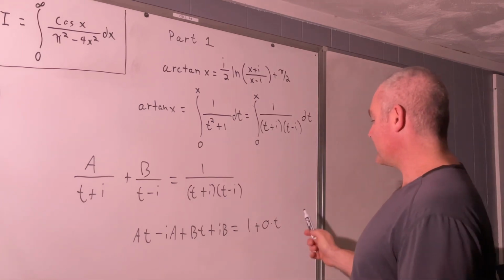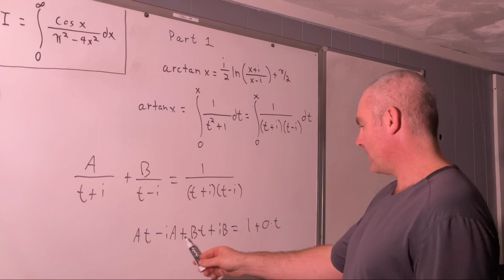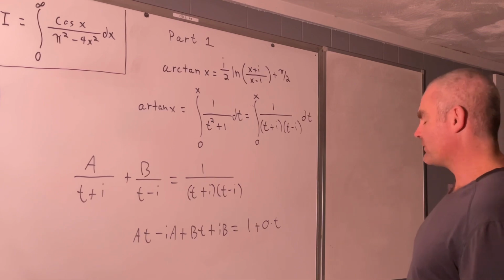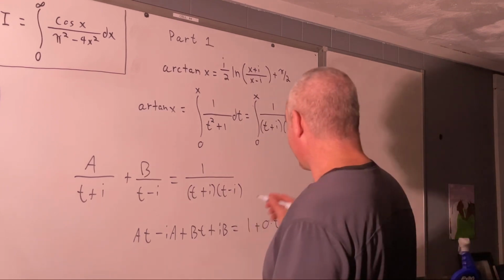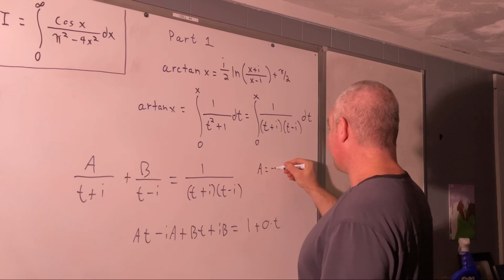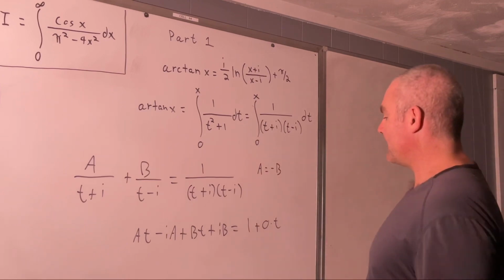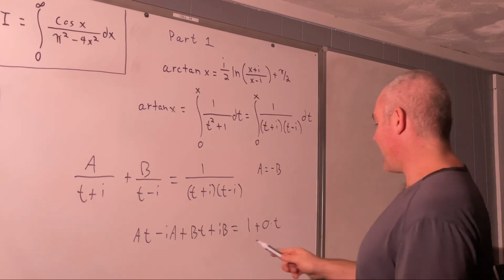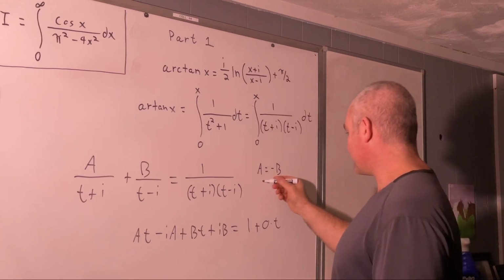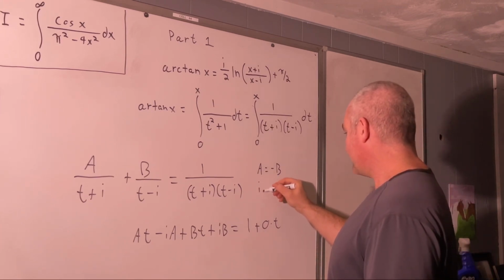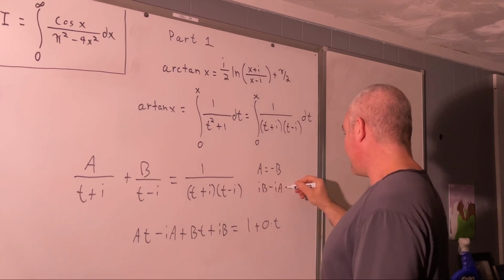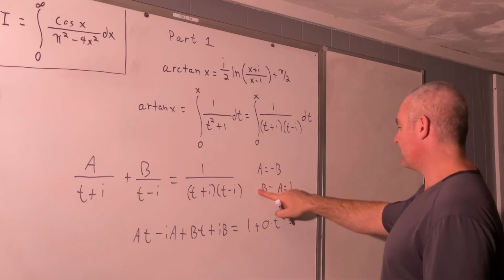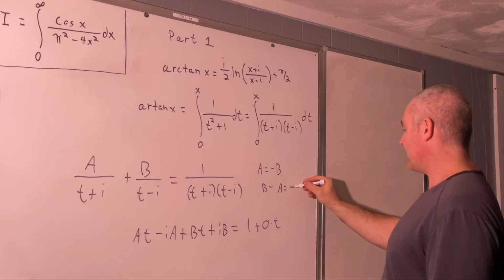Now we match up our t terms and we'll get a t plus b t is equal to 0. In other words, a plus b is equal to 0. In other words, a is equal to negative b. And what do we get if we match up our constant terms? We get i b minus i a is equal to 1. So let's write that down. i b minus i a is equal to 1. Dividing both sides by i will give us negative i on the right.